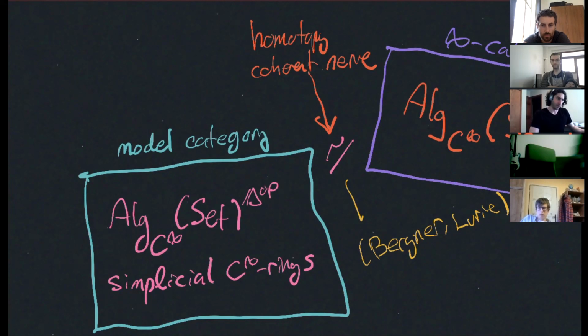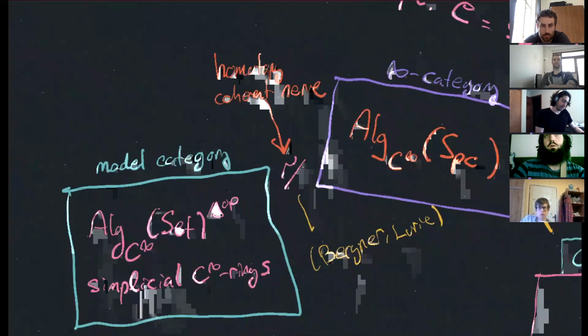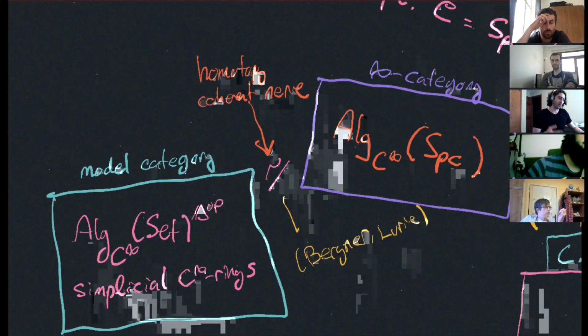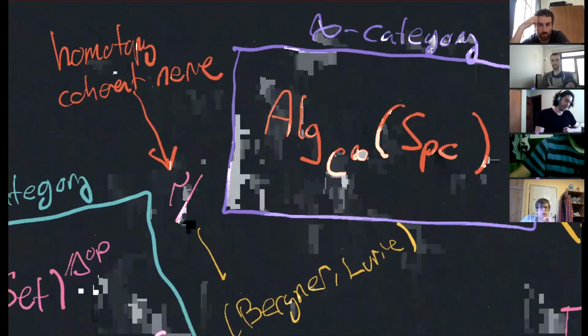And there's a canonical way to construct an infinity category from a model category. It's called taking the homotopy coherent nerve. That's just like saying what infinity category this model category is representing. And it's equivalent to the actual infinity category of algebras in the infinity category of spaces. So that means that simplicial C infinity rings is one presentation of this infinity category.